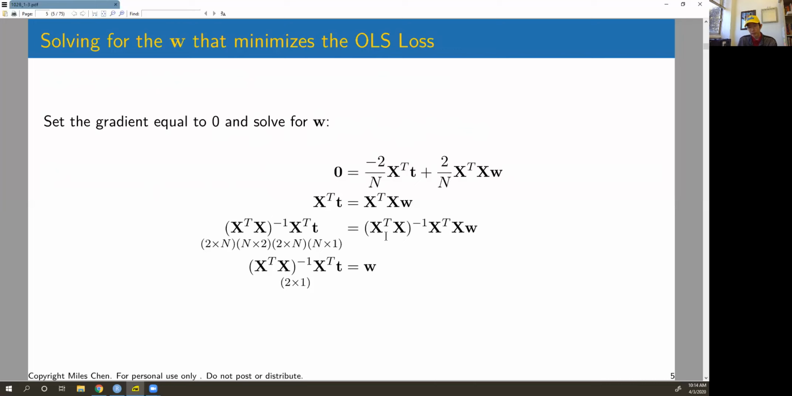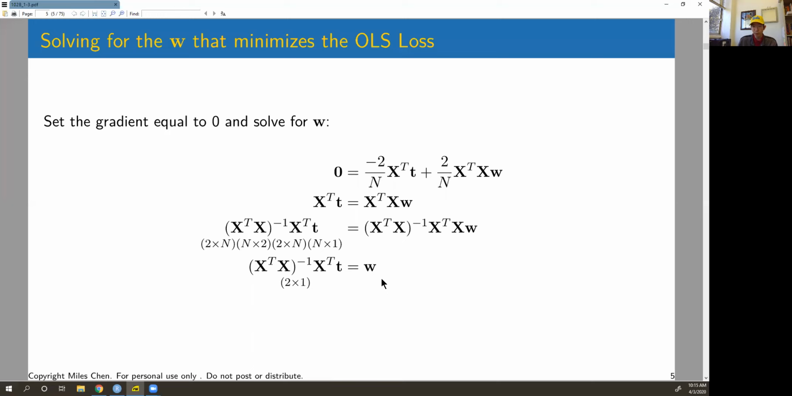And so now I've got X transpose X inverse multiplied by X transpose X. So these two matrices, this 2 by 2 inverse matrix and this 2 by 2 X transpose X matrix, will cancel each other, leaving me with W on the right-hand side, and on the left-hand side, this entire thing is X transpose X inverse X transpose T. And when you match up all of the dimensions, this thing will have a dimension of 2 by 1, which makes absolute sense because W is a 2 by 1 matrix.